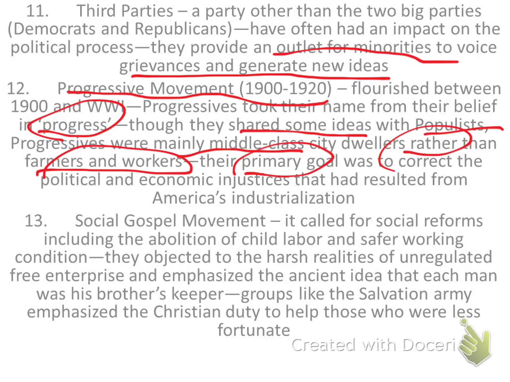The primary goal of the progressives was to correct political and economic injustices as a result of industrialization. As a result of industrialization, urbanization, which were caused, of course, by immigration. So essentially, the Gilded Age created problems like child labor, prostitution. The progressive movement attempted to fix it through the legislative process.